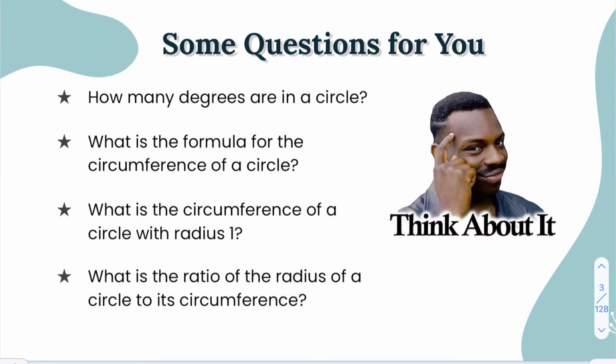So to start off class today, I have some questions for you. This is going to lead in to what we're learning about today. So the first one is, I just want you guys to think about these for a moment or Google them to figure them out. How many degrees are in a circle? What is the formula for the circumference of a circle? What is the circumference of a circle with radius 1? And what is the ratio of the radius of a circle to its circumference? So I'm going to have you pause here, try and find these answers on Google, answer them in your head, and then answer some in the Edpuzzle before we move on.